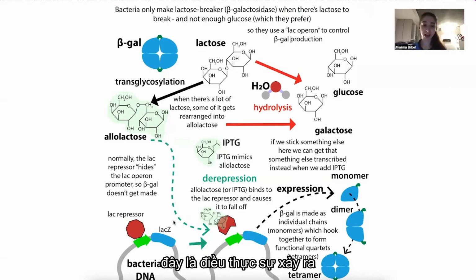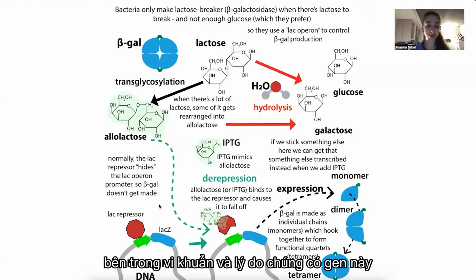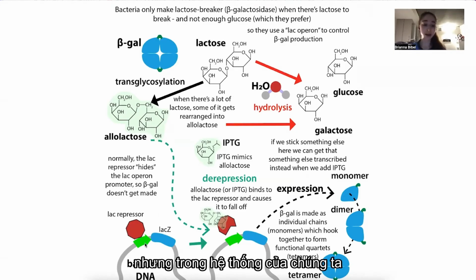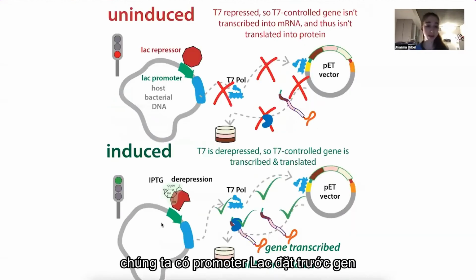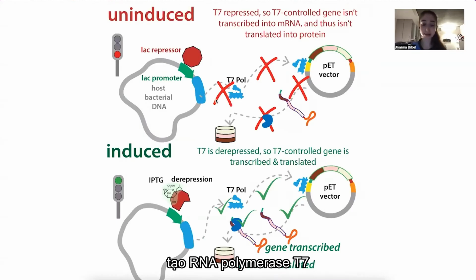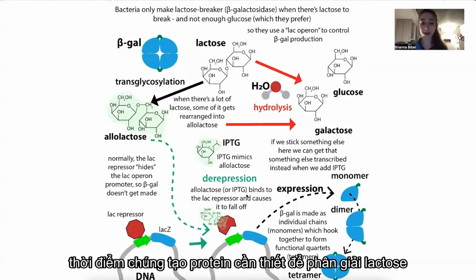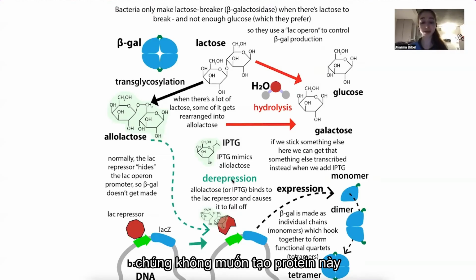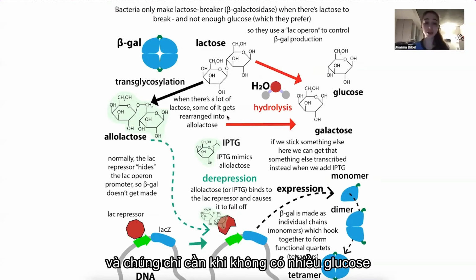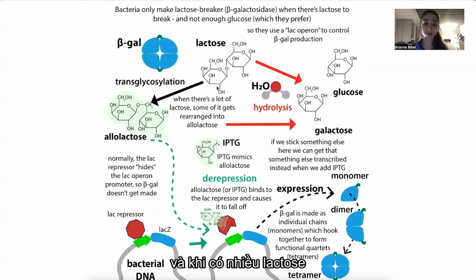So this is what actually happens inside of bacteria, like why they have this gene. But in the case of our systems, what we have is that we have this lac promoter in front of the gene for making T7 polymerase. So bacteria use this so that they can control when they make the proteins that are needed to break down lactose. They don't want to make these proteins if they're not going to need them. And they're only going to need them if they don't have much glucose and if they have a lot of lactose.